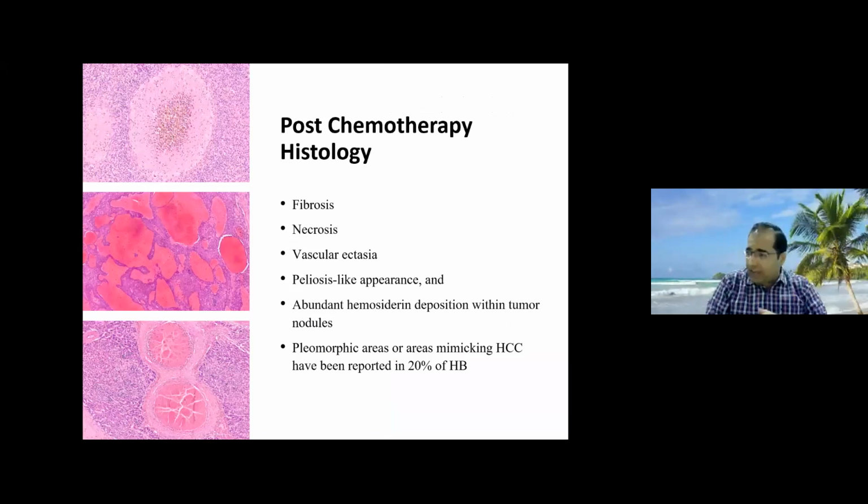Post chemotherapy, we also need to comment on the post-chemotherapy changes, in which you can see a lot of macrophages here, pigment-laden hemosiderin. You can see these peliosis-like changes in the embryonal hepatoblastoma, and you can also see peliotic-like changes with fibrous walls.